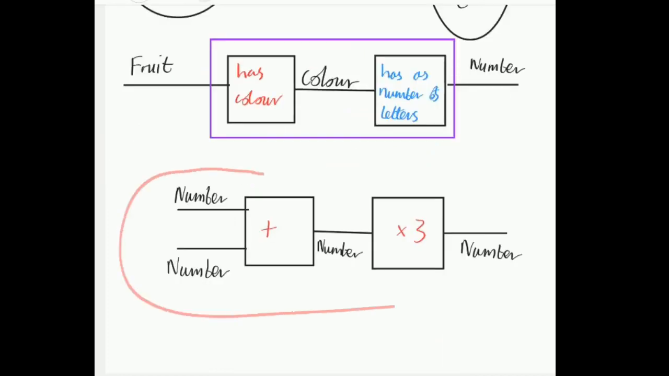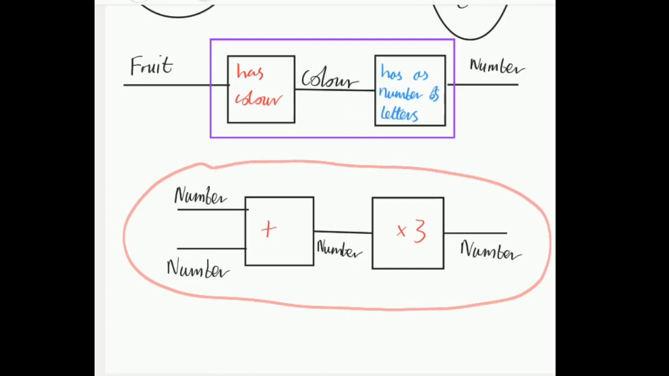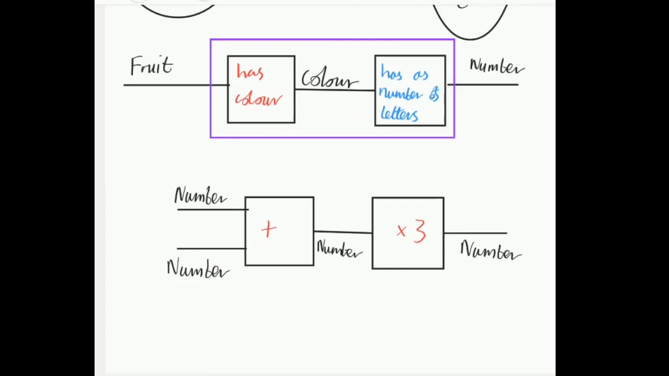Okay, so here we've got another example of a wiring diagram. This is something a bit more numeric, okay? What this diagram is saying is that we're going to take two numbers, we're going to add them together, that'll give us another number, and then we're going to times it by 3, and that will be our output.